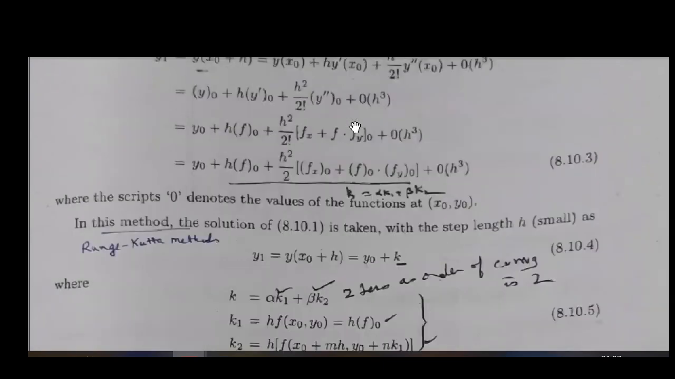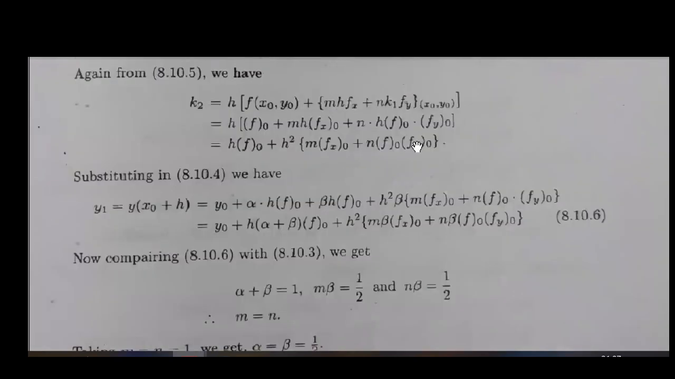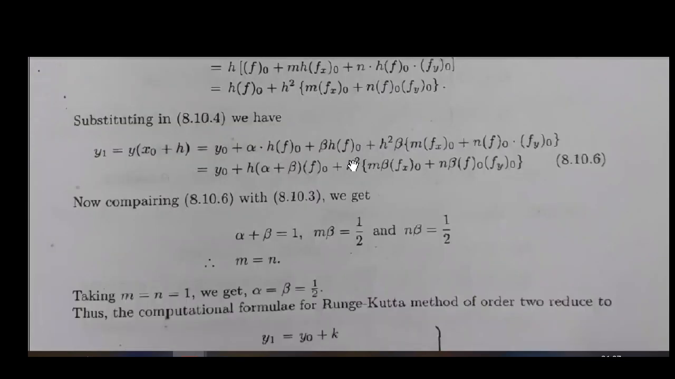Similarly, I will compare the coefficients of f of x at the point x0, y0 and f of y at the point x0, y0 from the Taylor series and from the Runge-Kutta assumption. That will allow us to go through the steps and get the values of the unknowns alpha, beta, m and n. What turns out is that m and n should be equal, so it is your choice what you take. They are taking m and n as 1 for the RK2 method, and alpha and beta come out to be this value. So this is our choice, and this is what we get from these calculations.